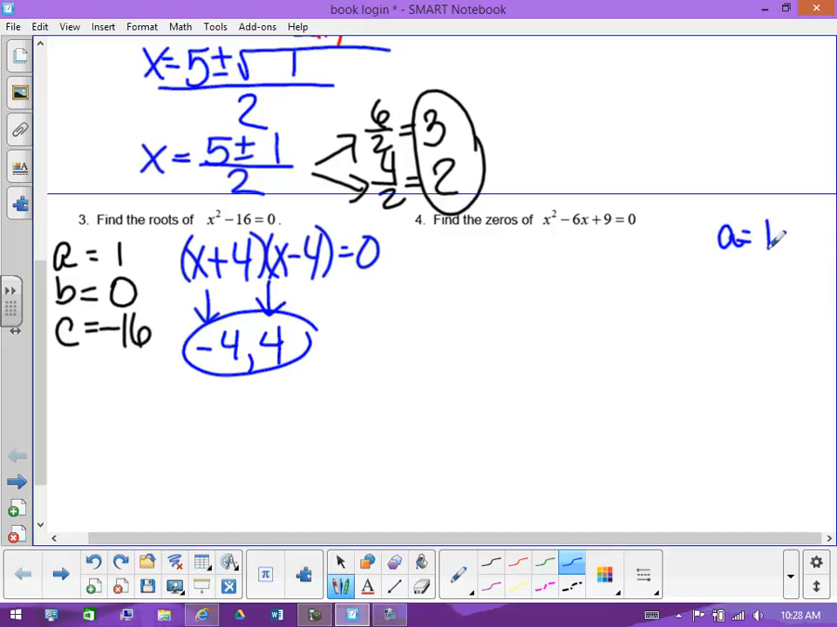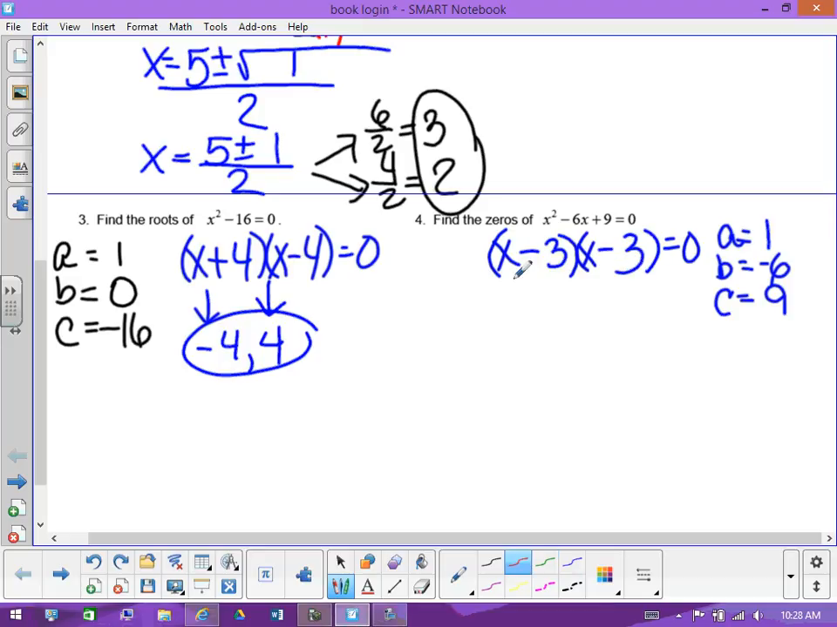A is 1. B is negative 6. C is 9. I can plug those in, I can solve it. But, look at your problem. Is there something that multiplies to give me 9 and adds to give you negative 6? No, a negative and a negative 3. 2 negatives. Negative 3, negative 3. So the middle term is negative, because it multiplies to give me 9 and adds to give me negative 6.